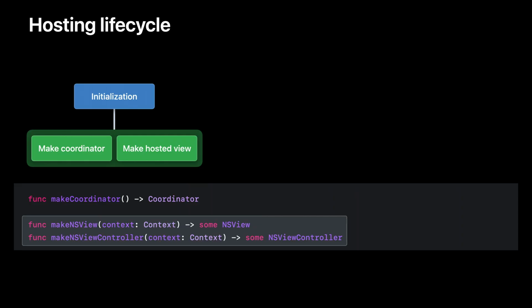Second, either the makeNSView or makeNSViewController method is called. This is where you describe to SwiftUI how to create a new instance of your view. The context contains the coordinator that was just made, if any, so here's a good place to assign the coordinator as the view's delegate or other type of observer.